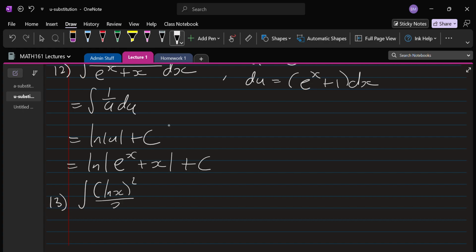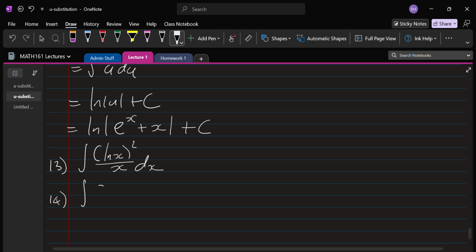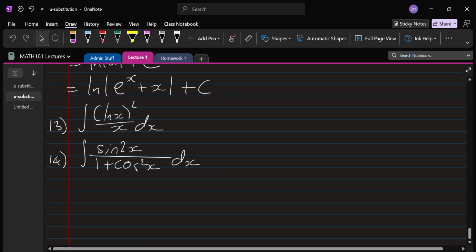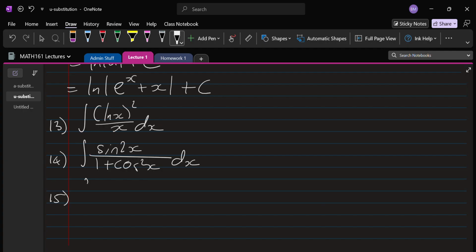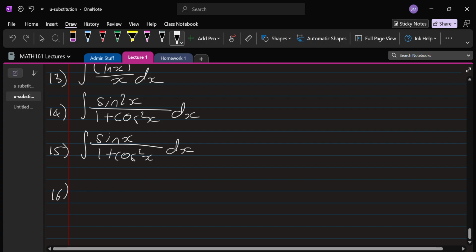Okay, so the rest, this will be for homework. So that's the integral of log x squared over x dx. Okay, integral of sine to x over 1 plus cos squared. Okay, for number 14, think about your trig identities. Half angle, double angle, those things. Okay, 15, integral sine x, so just sine x, not sine 2x, over 1 plus cos squared.